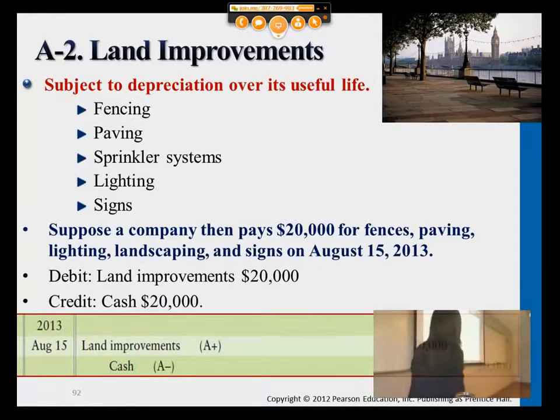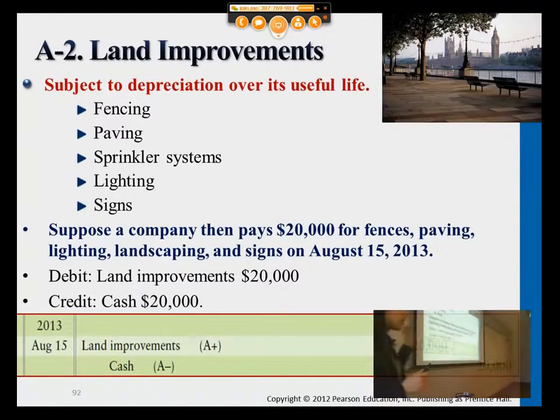Okay, so this is the only one I would like you to really understand the specific subcategories that go into them in order to differentiate the two. So if you see a problem, you know what goes into land, what goes into land improvement, and this will be depreciated later, land will not be.